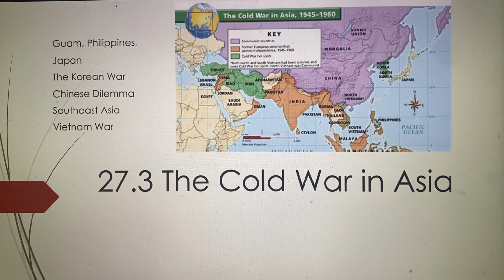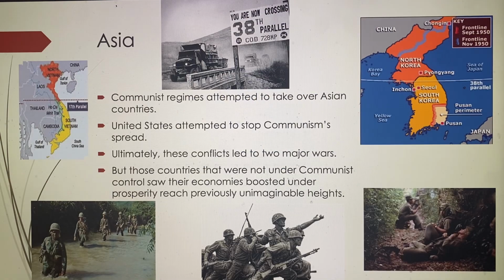So let's go on into this foreign relations that we're talking about in the Cold War in Asia now. We're going to start with Asia. The communist regimes attempted to take over Asian countries, like I said before. The United States attempted to stop communism's spread. So we wanted to stop it. They were spreading communism. Ultimately, these conflicts led to 2 major wars. What were these wars? The Korean War between North and South Korea, and the war in Vietnam between North and South Vietnam and Indochina.